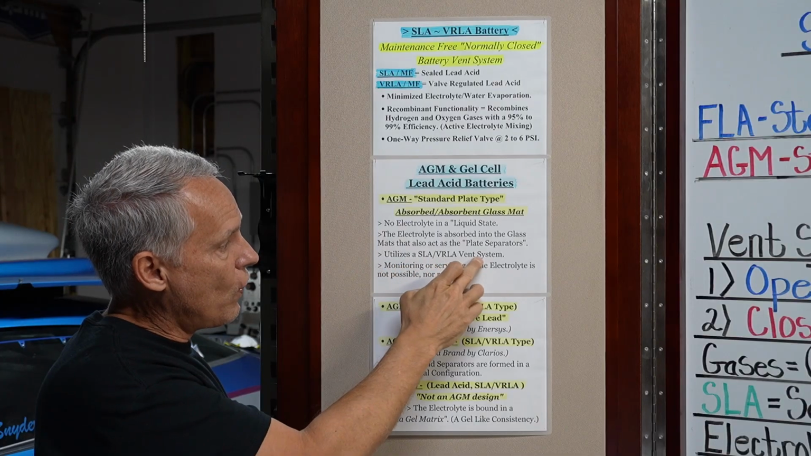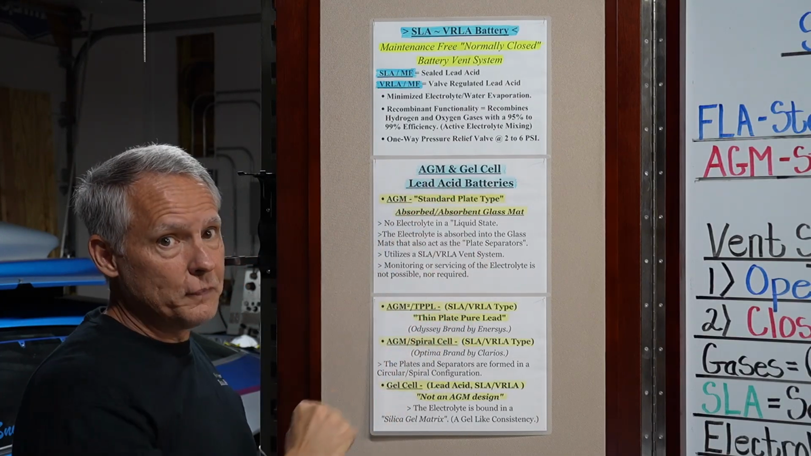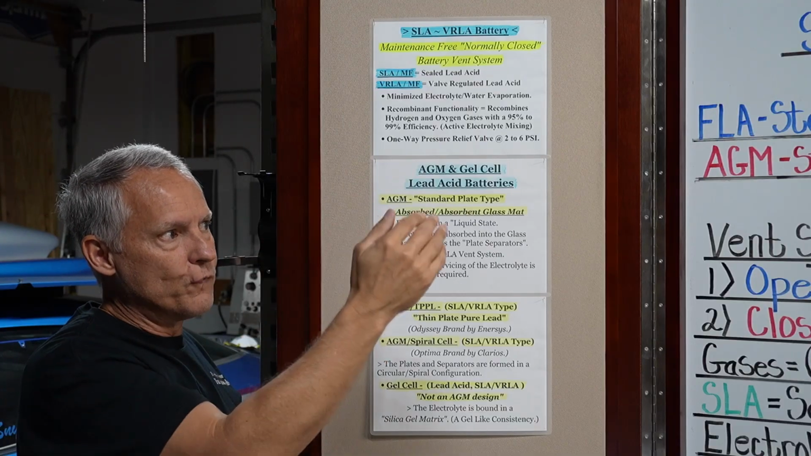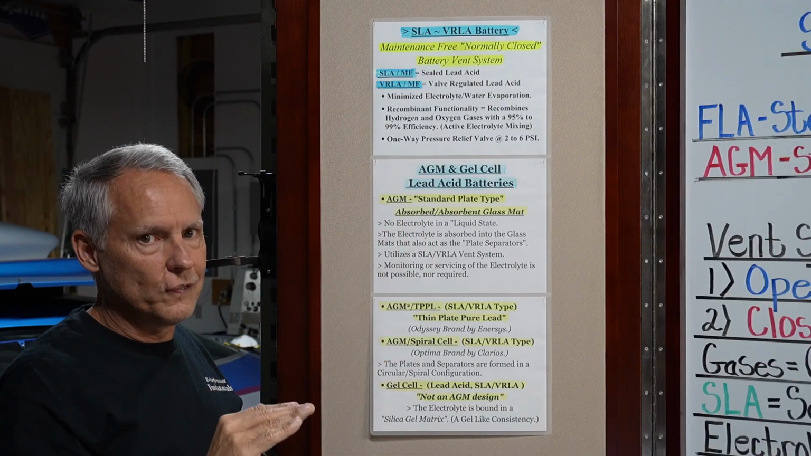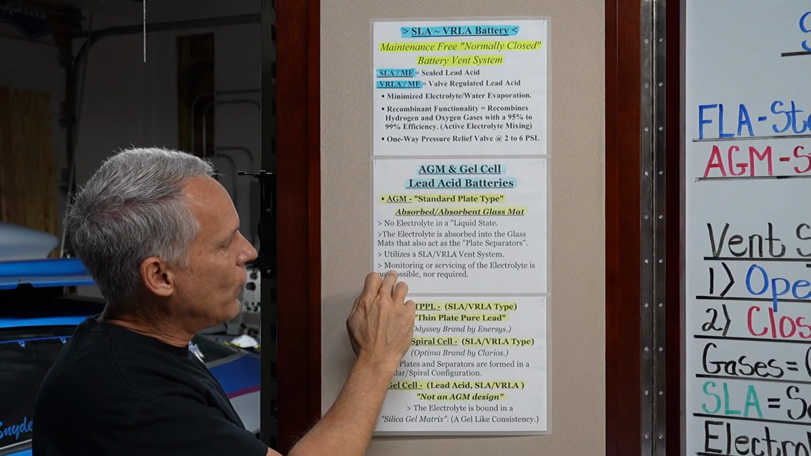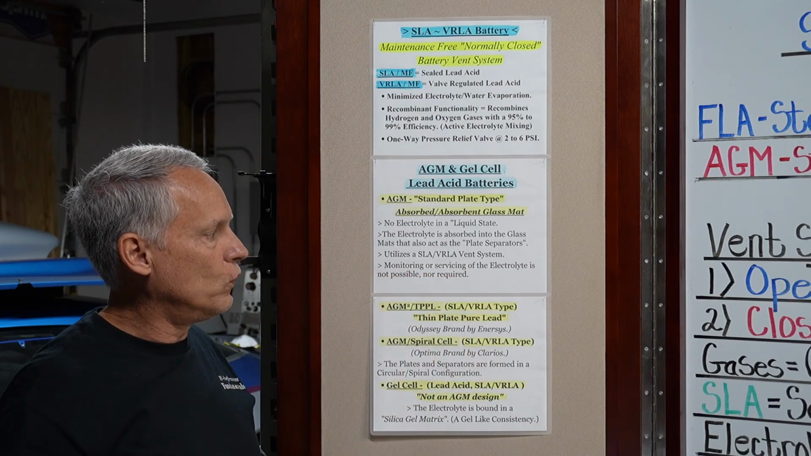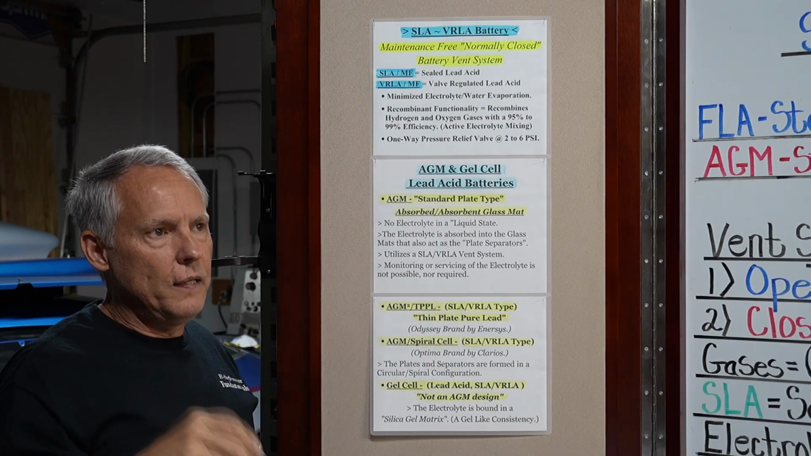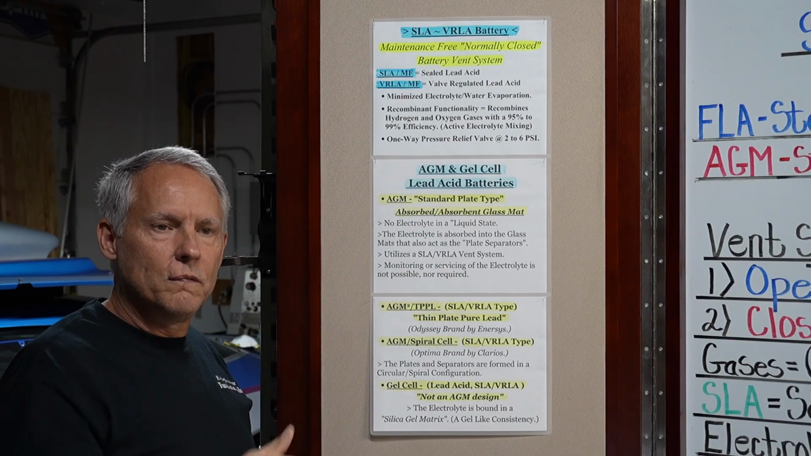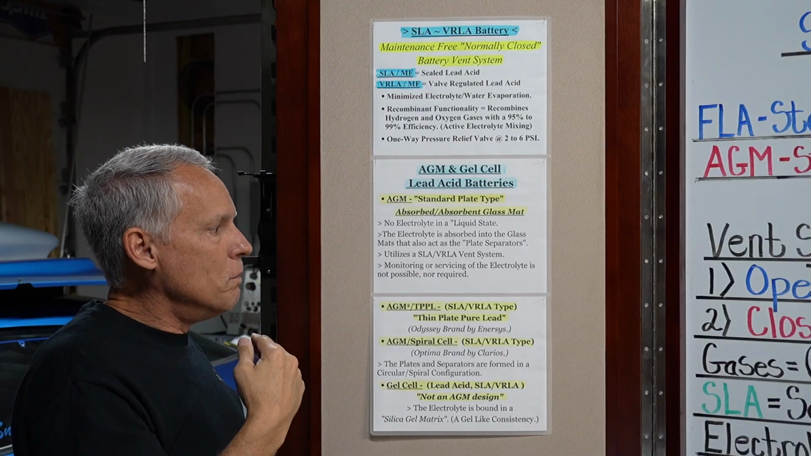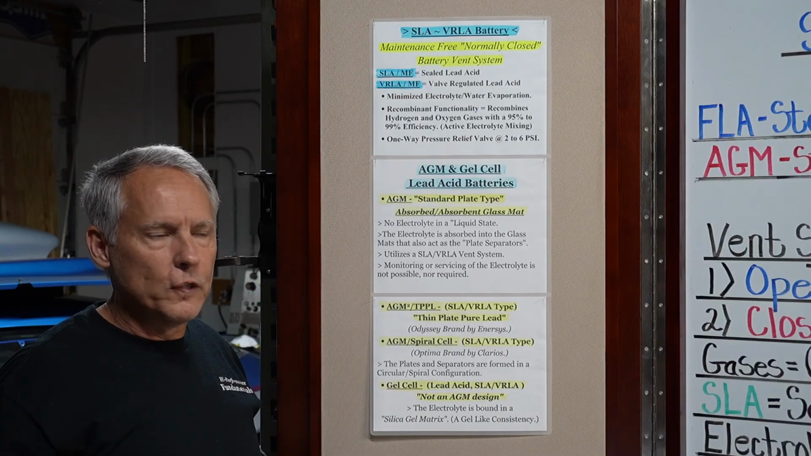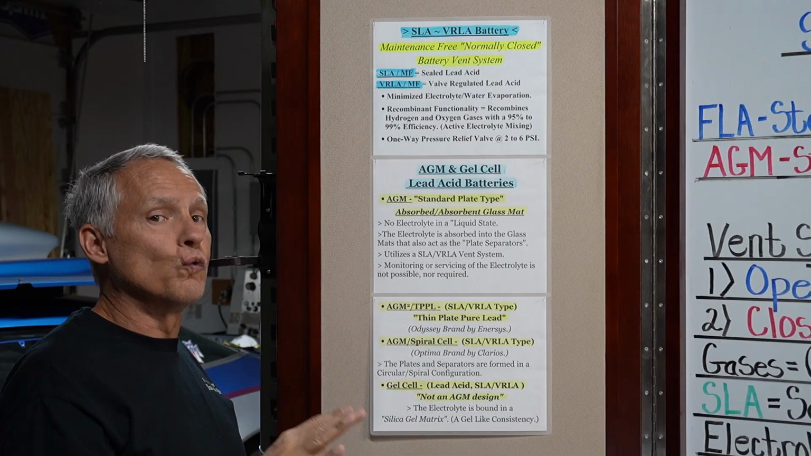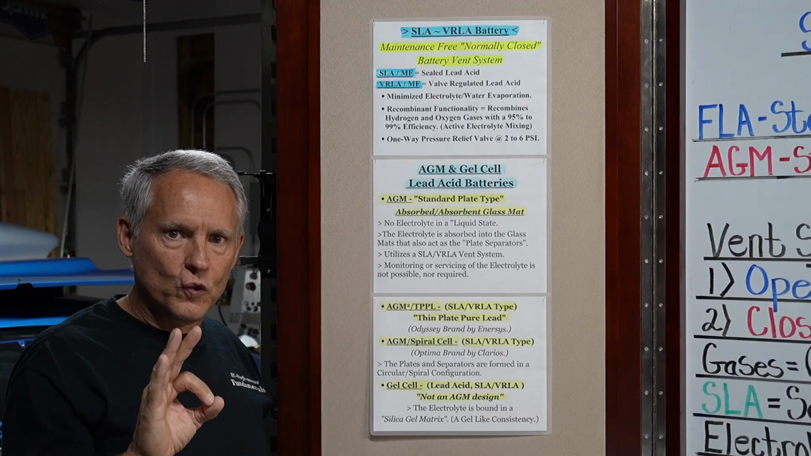Utilizes an SLA VRLA vent system. That is for your AGM and gel cell batteries. They are SLA sealed lead acid, as opposed to an advertised sealed maintenance-free battery. It's not the same thing, okay? Monitoring or servicing of electrolyte is not possible nor required. Since it is a recombinant system, and theoretically little to no water should be escaping, so it's not depleting the electrolyte, maintenance of the electrolyte should not be required. It truly is maintenance free. It's one of the benefits of an AGM or a gel cell type battery, it truly is maintenance free when it comes to the electrolyte.